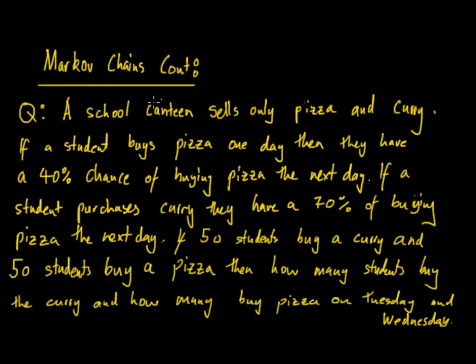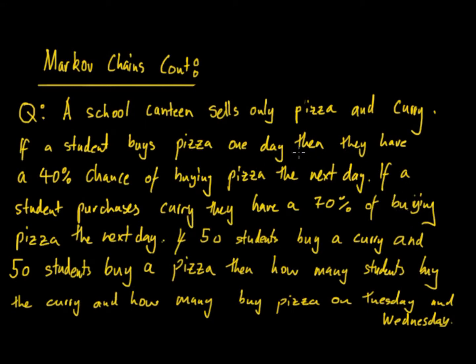So here's an example. A school canteen sells only pizza and curry. As you can see, only two options, which fits in as we only look at two state Markov chains. If a student buys pizza one day, then they have a 40% chance of buying pizza the next day. If a student purchases a curry, they have a 70% chance of buying pizza the next day. So from this we can see that it looks like a Markov question.